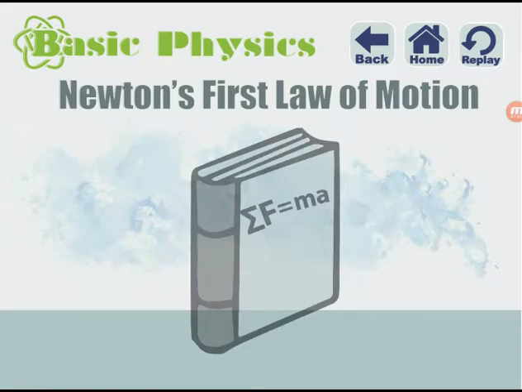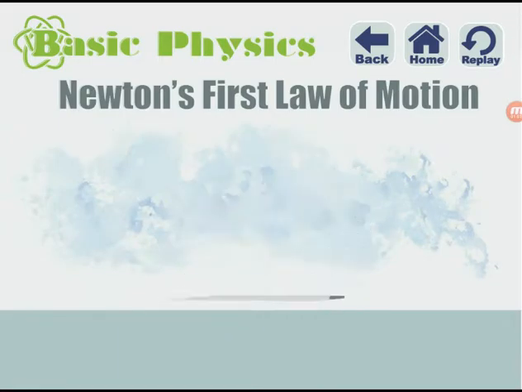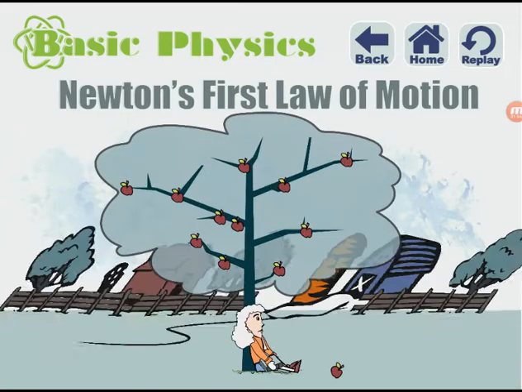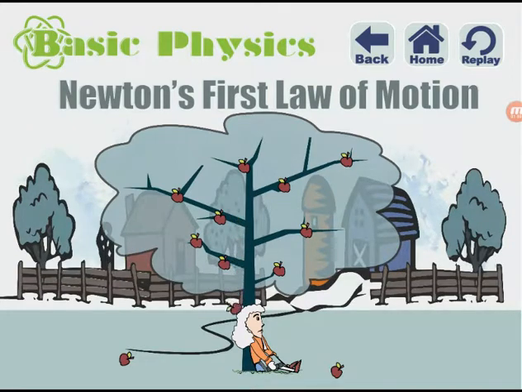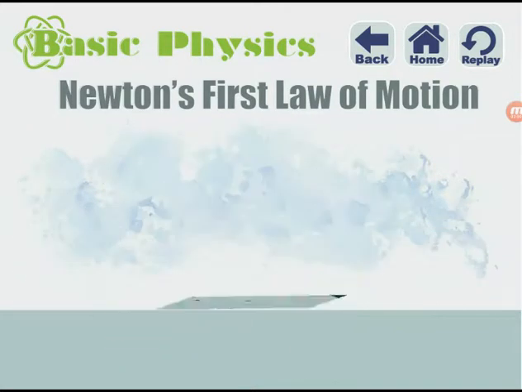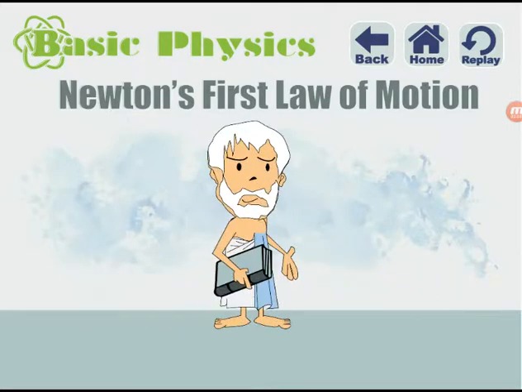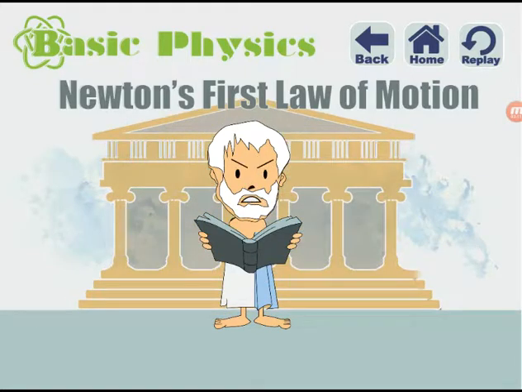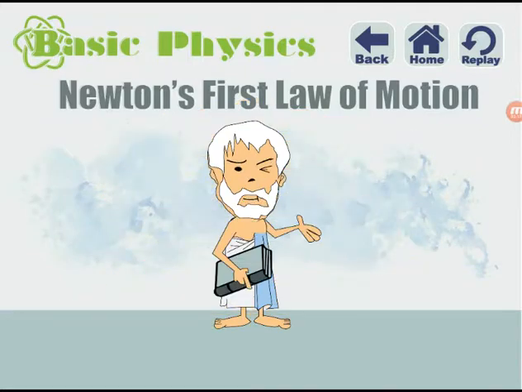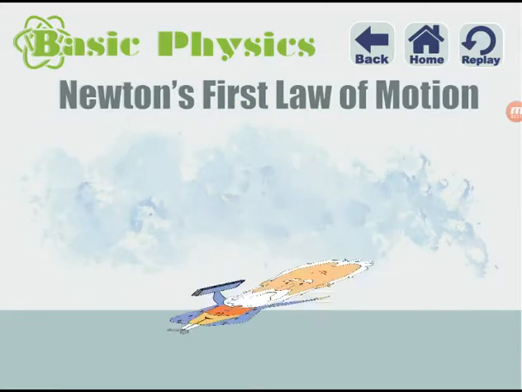Before we start Newton's first law, let's go back to the time before Newton sat under the apple tree and created the equation of sigma F equals ma. About 300 BC, Aristotle, the Greek philosopher, described that a force is required to maintain the motion of an object, even at a constant velocity. The velocity of the object is proportional to the strength of the applied force.